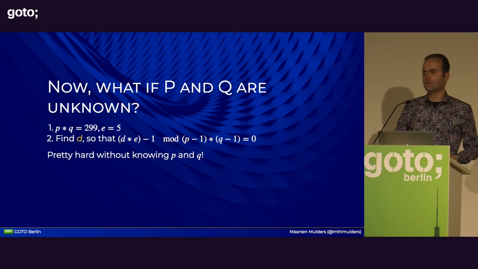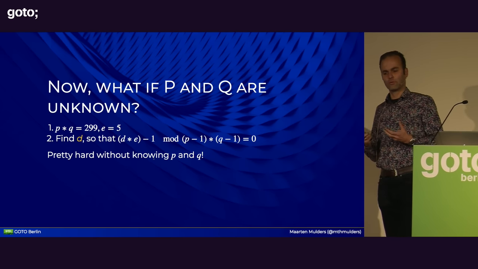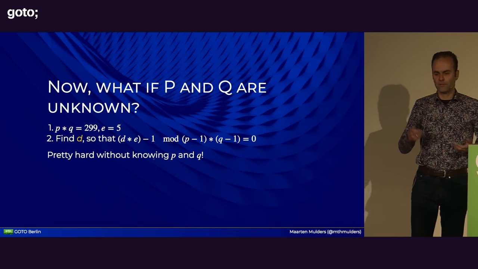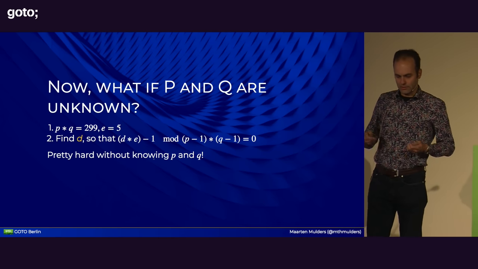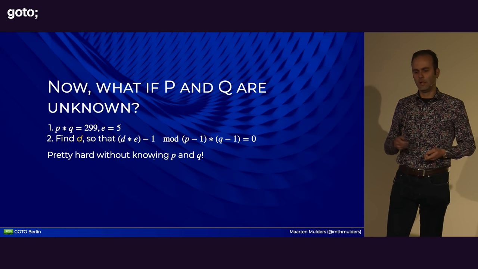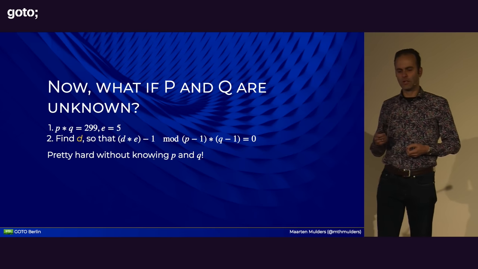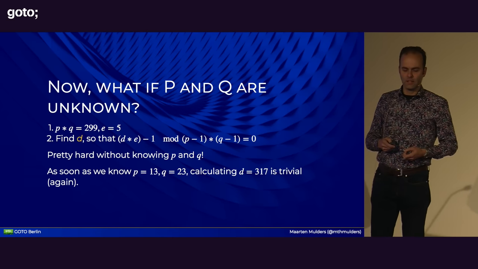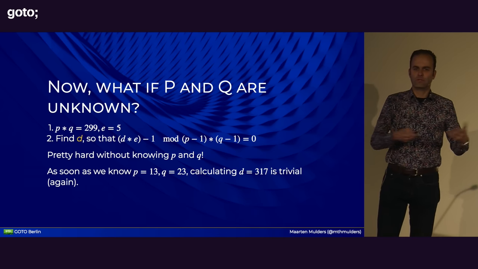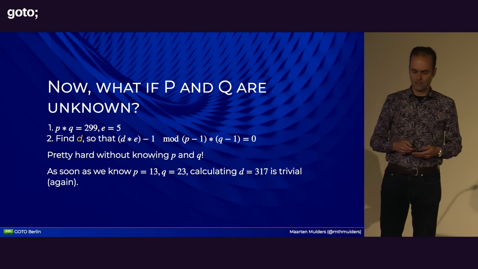Now, what if we do not know P and Q? We do know the product of the two, for example, 299. We do know the random number. Let's say it's 5 this time. Now, once again, there's the question, can you find me a D for which holds, et cetera, et cetera. Now, we have a lot more unknowns. We have 3 unknowns this time. It's pretty hard to solve this if you don't know P and Q. On the other hand, as soon as we do know P and Q, well, it's more or less trivial again. It's an equation with one unknown, and we could relatively easily solve that again.